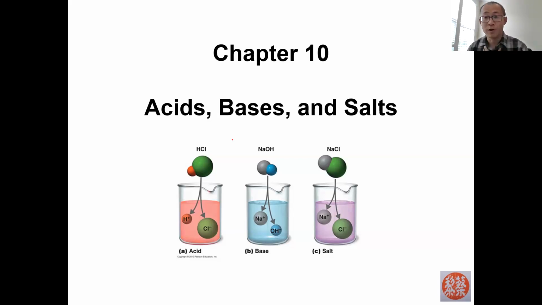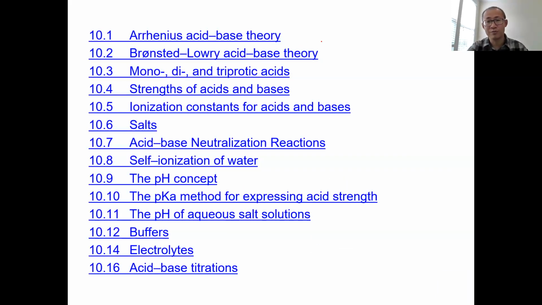In this chapter, we're going to study three very unique types of compounds called acids, bases, and salts. Of course, they are kind of related, and there are a lot of new concepts involved in this chapter. I hope you pay very special attention to these concepts. As it turned out, Chapter 10, in my experience, is the hardest chapter to understand, and students normally get confused with these concepts. All right, as usual, this page shows you the general guidelines for this chapter.